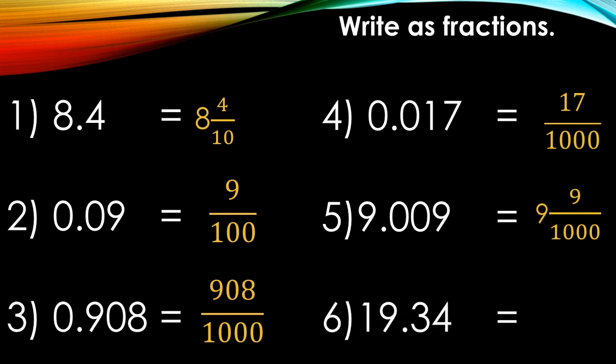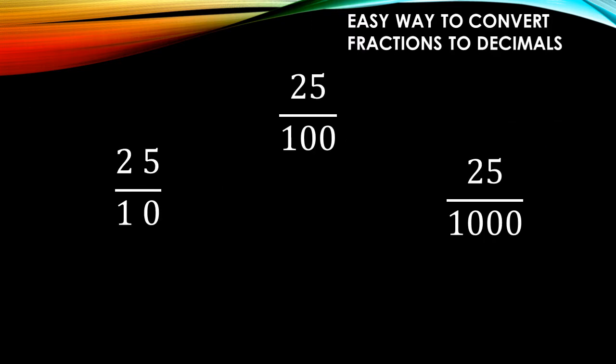Question number 6. 19.34. See, in this question, 19 is a whole number. So write 19 as it is, and the decimal part is 0.34. So the answer is 1934 upon 100. Our next topic is an easy way to convert fractions to decimals.